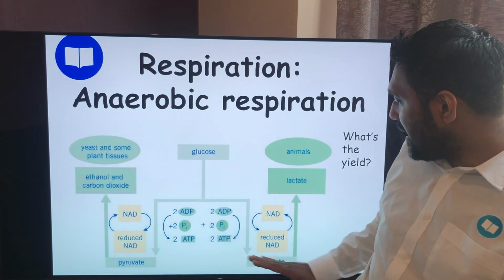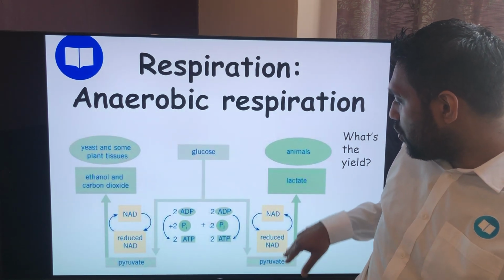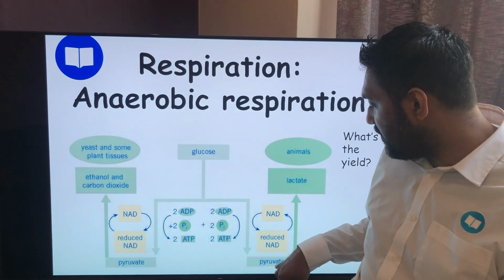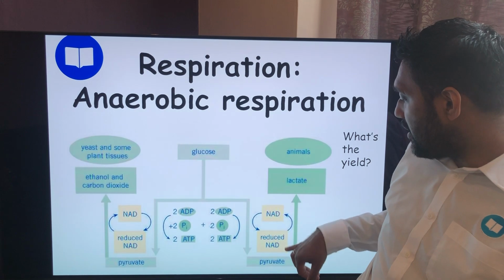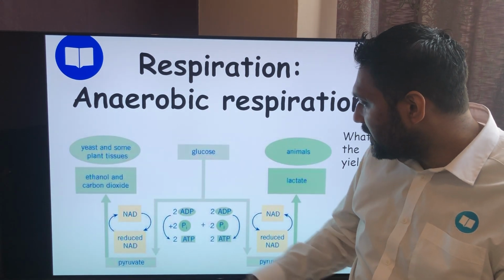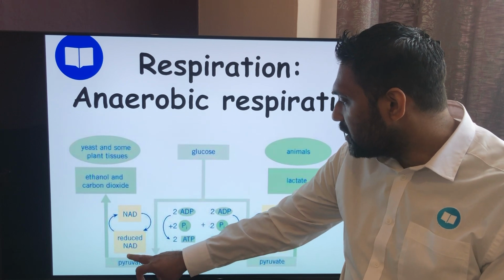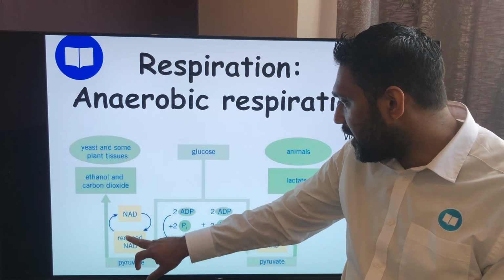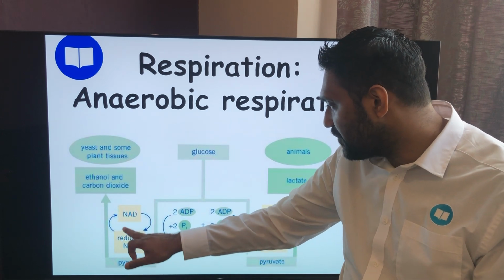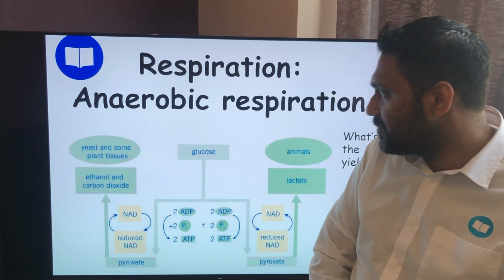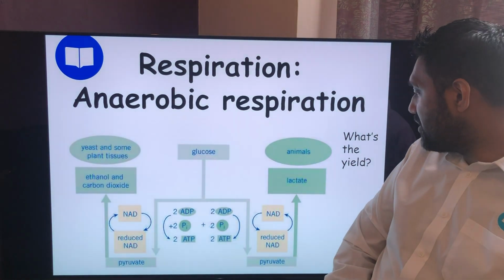But in animals, the pyruvate will oxidize the NAD, because the reduced NAD will give the pyruvate the hydrogen. That pyruvate now becomes lactate and then eventually lactic acid. For plants though, the pyruvate loses the carbon dioxide. It gains the hydrogen from the reduced NAD, and therefore it becomes ethanol and carbon dioxide.